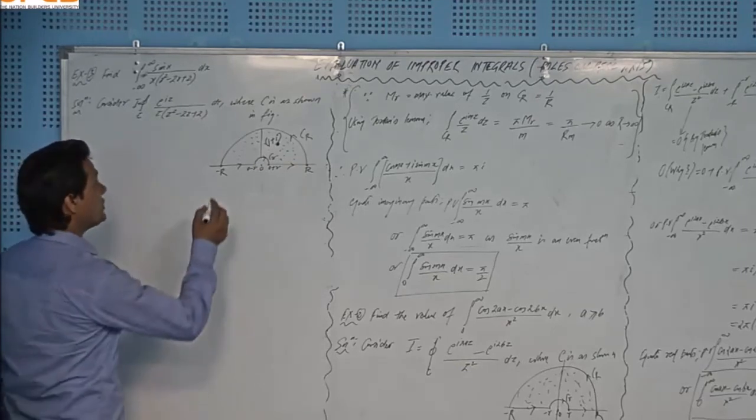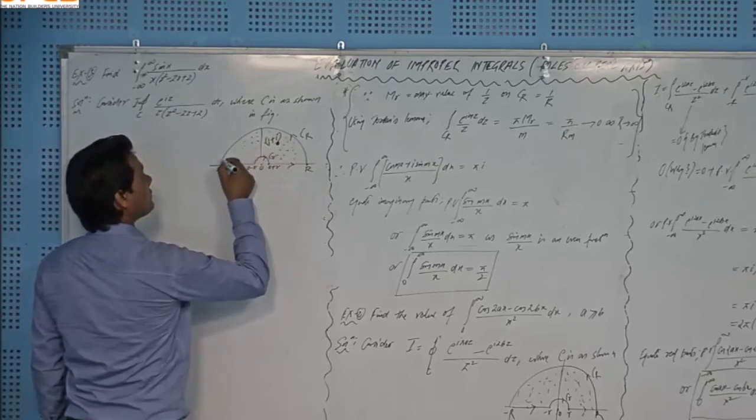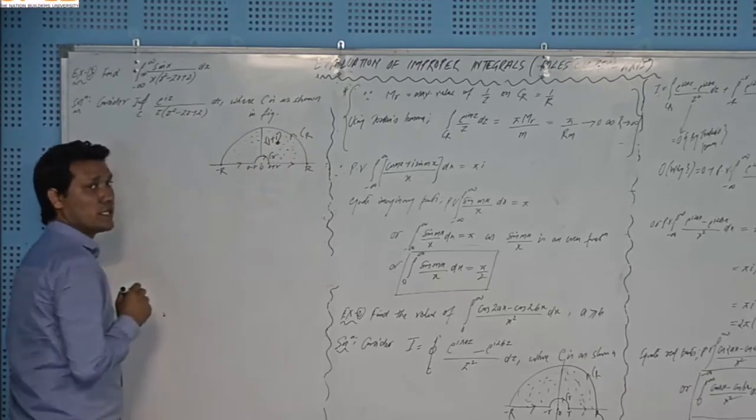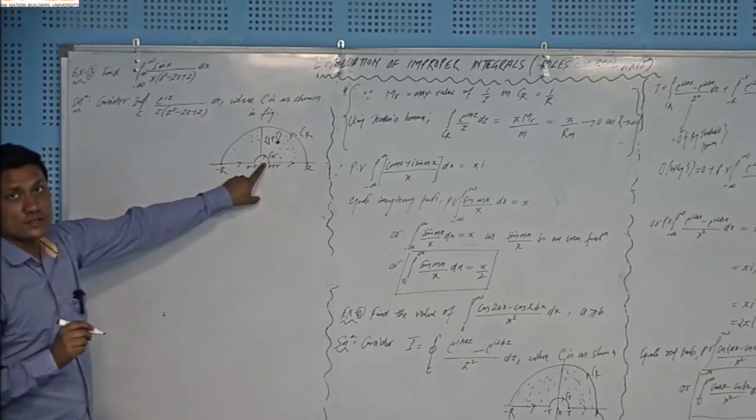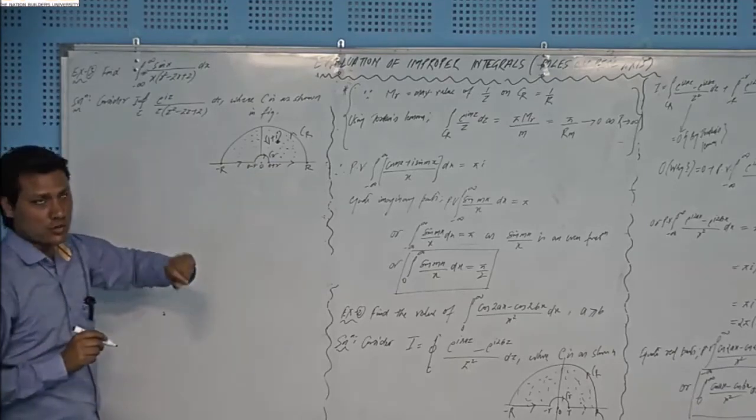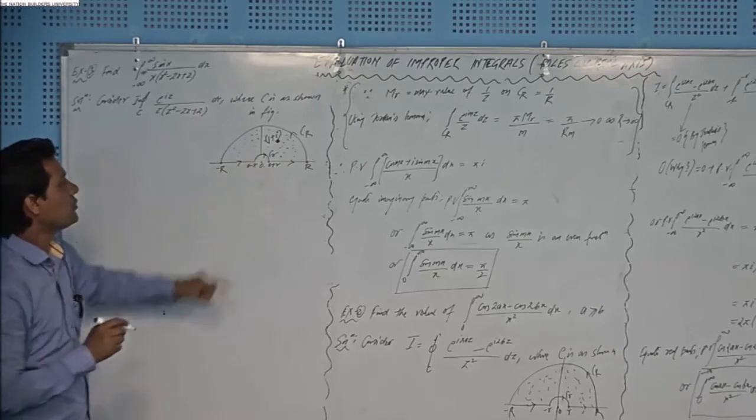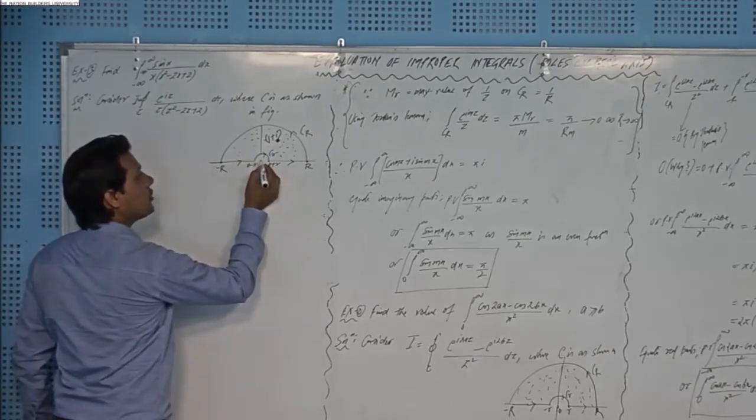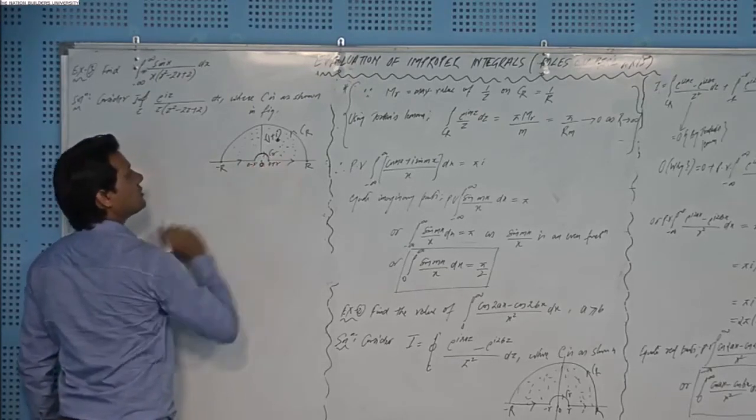So this time our C, this contour, is enclosing one pole, right? And another pole is on the real axis, right? So we have two poles in all. One is inside our region, right? And another is a pole on the real axis, right? So that should be given a special treatment, right?